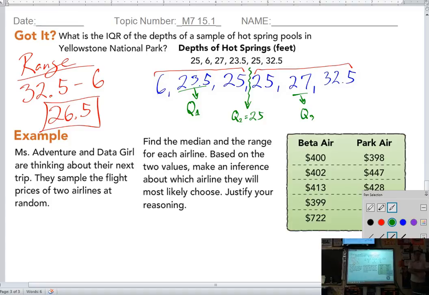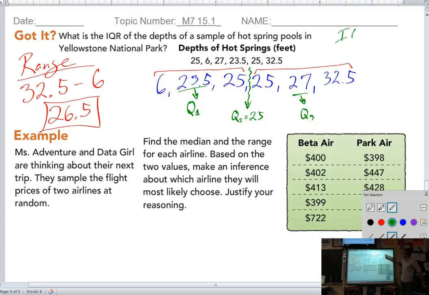Any questions on what we just did? Did you grab our notes? They're right there on the table. We're still in 15.1, but we're going to get to 15.2. So do you have yesterday's notes with you? Yeah. Sweet. Any confusion here? We find the middle, split it, find the middle of the low, find the middle of the high. Good? So then, the interquartile range, just do the subtraction.